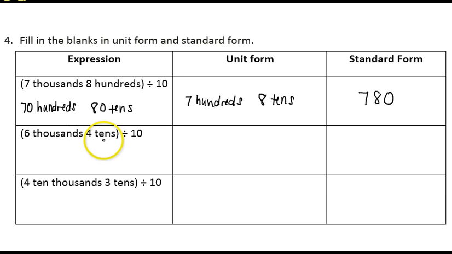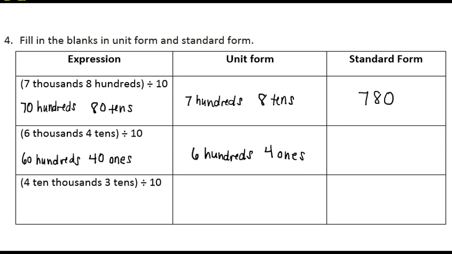Here I have 6 thousands and 4 tens. I'm going to divide those by 10. We'll decompose 6 thousands into 60 hundreds. And we'll decompose the 4 tens into 40 ones. And we'll divide each of those by 10. 60 hundreds divided by 10 would give me 6 hundreds in each group. 40 ones divided by 10 would give me 4 ones in each group. 6 hundreds together with 4 ones would look like 604 for our final answer.